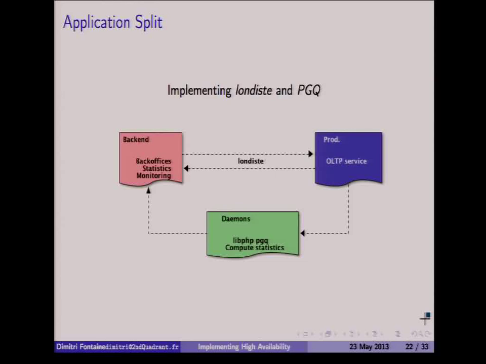And the daemon box at the bottom is running some custom code. In that case, it's written in PHP. You can do something else if you have more taste. It's running that to compute some real-time statistics. It's basically the dashboard of the customers. So they log into the backend system, and they can see what did happen just now on the OLTP system. So they can see how much money is flowing into their account. And that's thanks to PGQ at the bottom of the drawing.